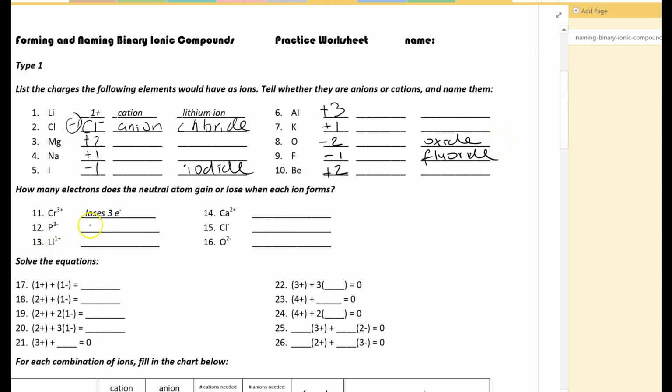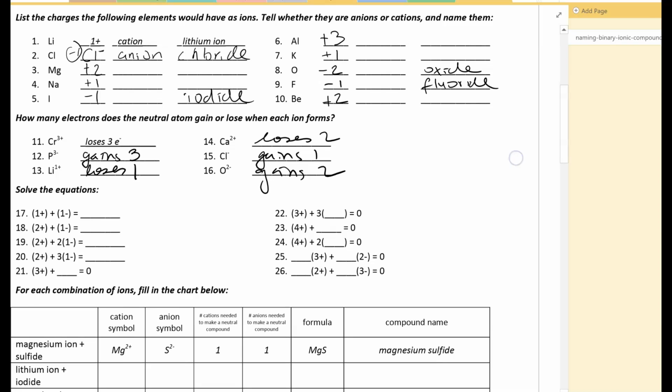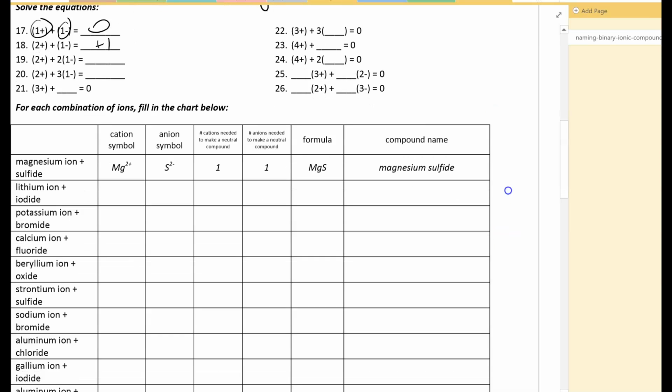Here, if it's 3-, that means it gains 3. This loses 1, loses 2, gains 1, and gains 2. Okay, this is just math, 1 plus minus. So if you have a +1 charge with a -1 charge, you should have a 0 charge. This one would give you a +1 and so on and so forth. I'm not going to do that part.